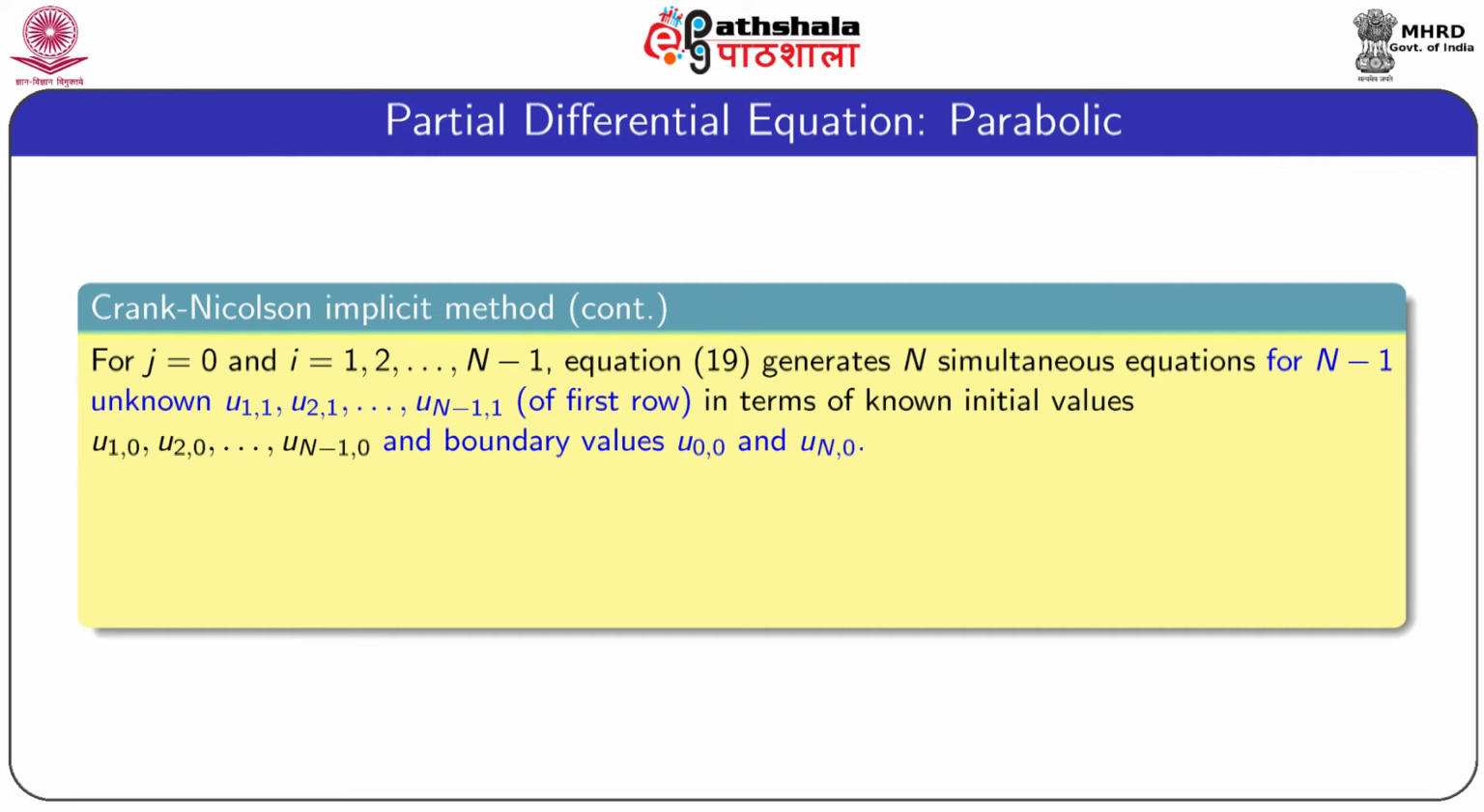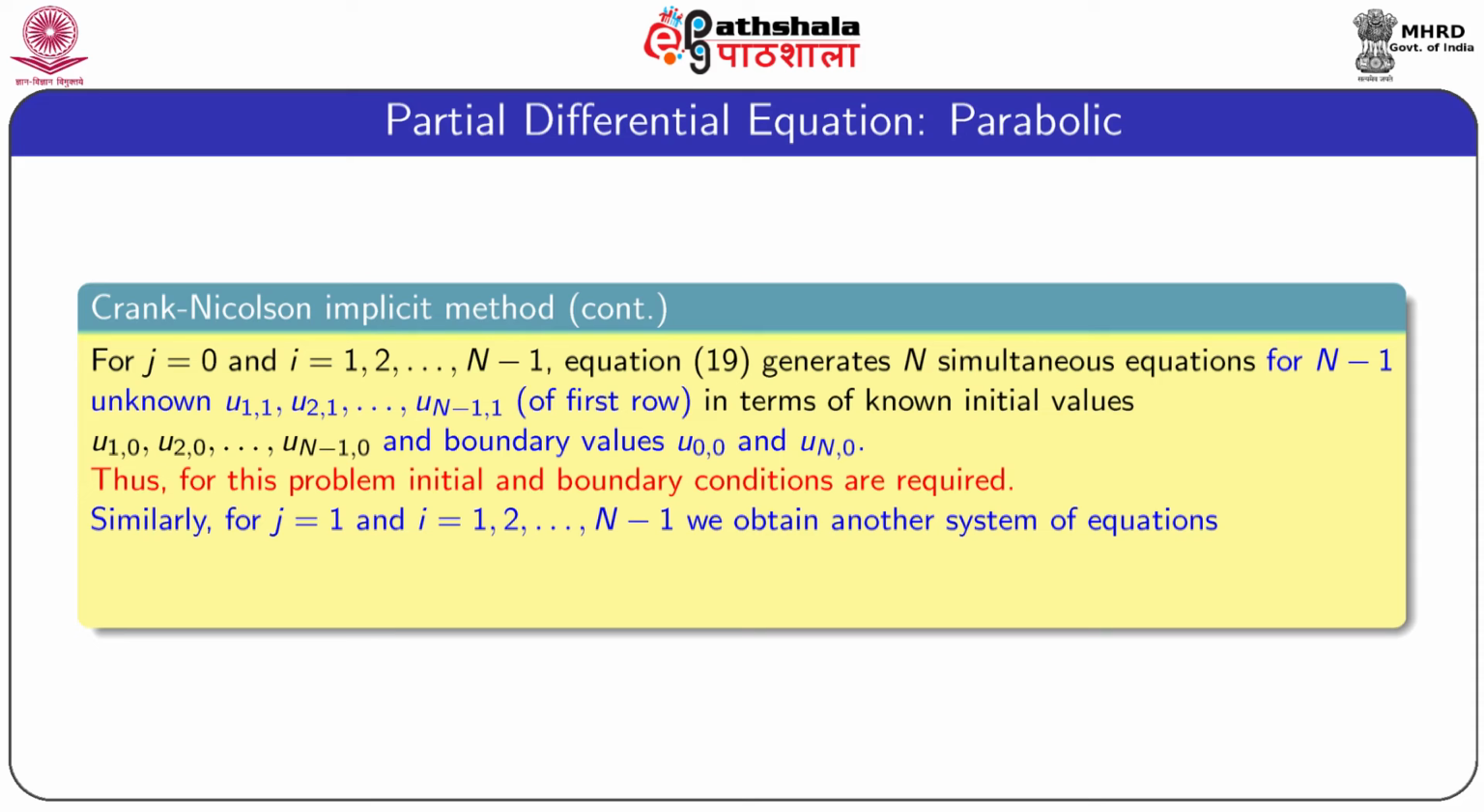And the boundary values are u00 and un0. So, depending on the initial values and boundary values, we can calculate the values of u11 to un minus 1,1. Thus, for this problem, initial and boundary conditions are required. Without both these conditions, we cannot solve the given parabolic equation by the Crank-Nicholson implicit method.